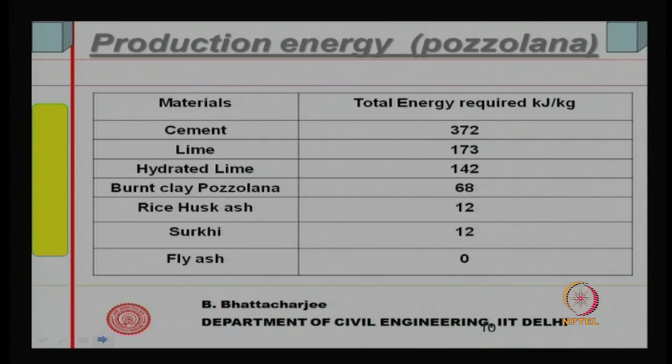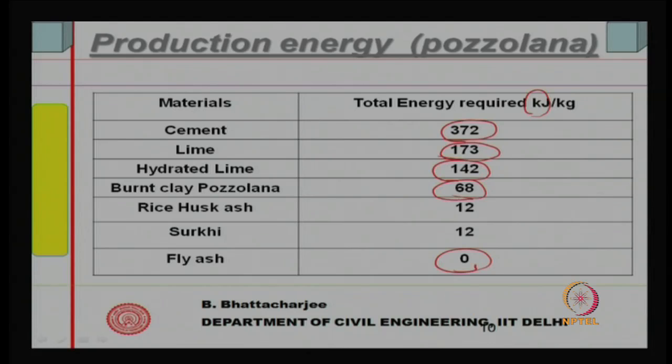If you see the energy, cement consumes 372 kilojoules per kg. Lime, if you want to produce it, will consume 173 kilojoules per kg, fly ash none. Hydrated lime 1.42, and burnt clay pozzolana, because you can burn clay, for example, metakaolin. When you take kaolin clay and calcine or heat it up to about 780 to 800 degree centigrade, cool it rapidly, you get burnt clay pozzolana, or surkhi is also a burnt clay pozzolana obtained from brick kiln.